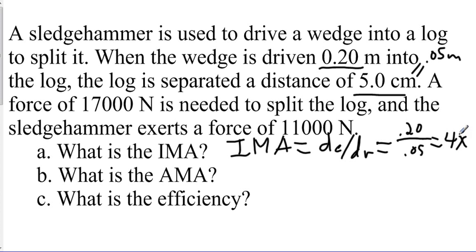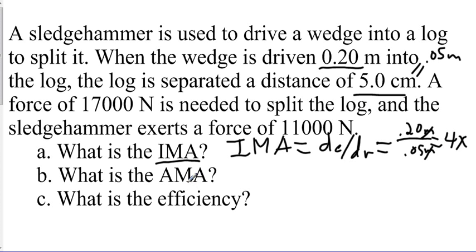What you'll notice here is that we don't have any units because the units up here and down here are both meters, and they get crossed out when they are divided. And so in this case, the way we show that it doesn't have any units is by just using the x. So this is the ideal mechanical advantage. It's going to be 4 times.